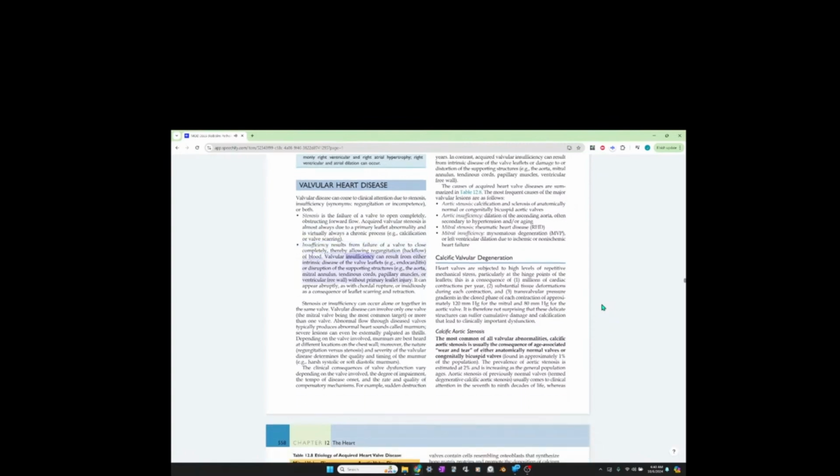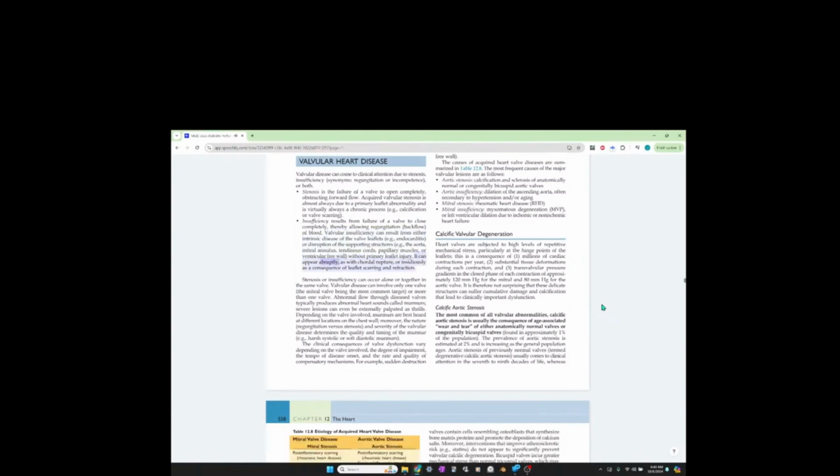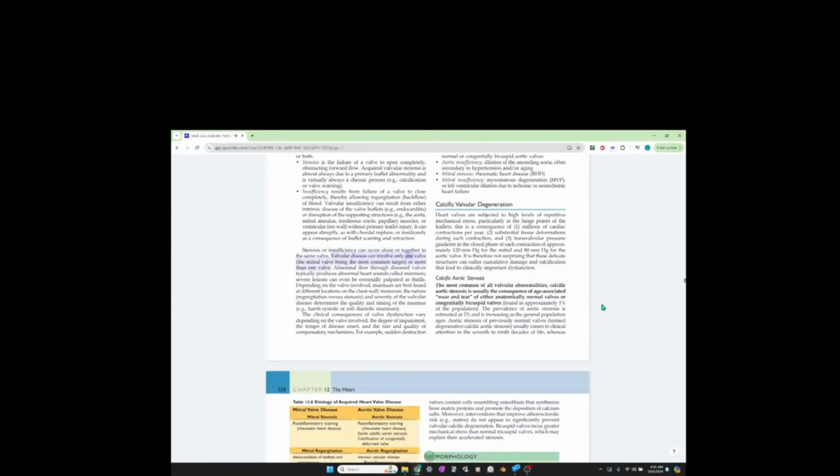Valvular insufficiency can result from either intrinsic disease of the valve leaflets or disruption of the supporting structures without primary leaflet injury. It can appear abruptly, as with chordal rupture, or insidiously as a consequence of leaflet scarring and retraction. Stenosis or insufficiency can occur alone or together in the same valve. Valvular disease can involve only one valve or more than one valve.